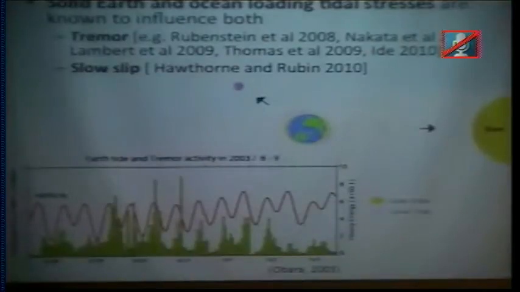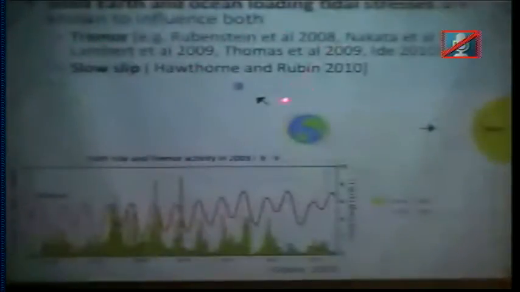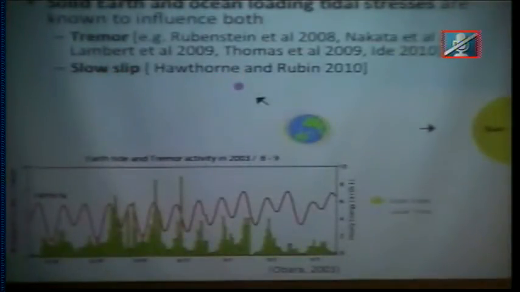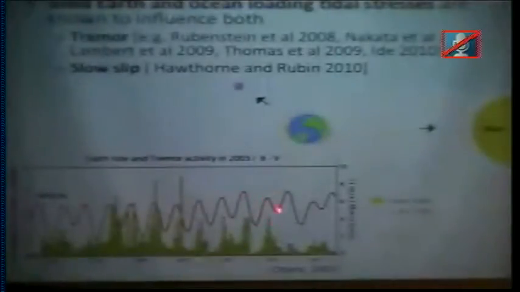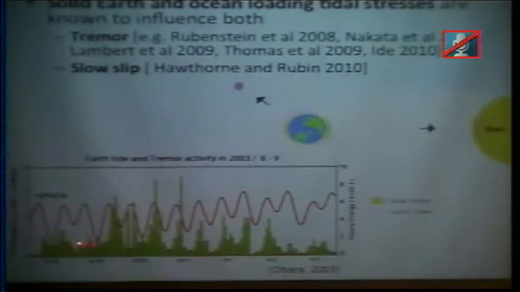So actually this has been known for some time, and there's a number of papers that indicate that both tremor and slow slip are triggered by tides. And here's an early result from Obara-san indicating the correspondence of ocean water level with tremor bursts over maybe a week here.